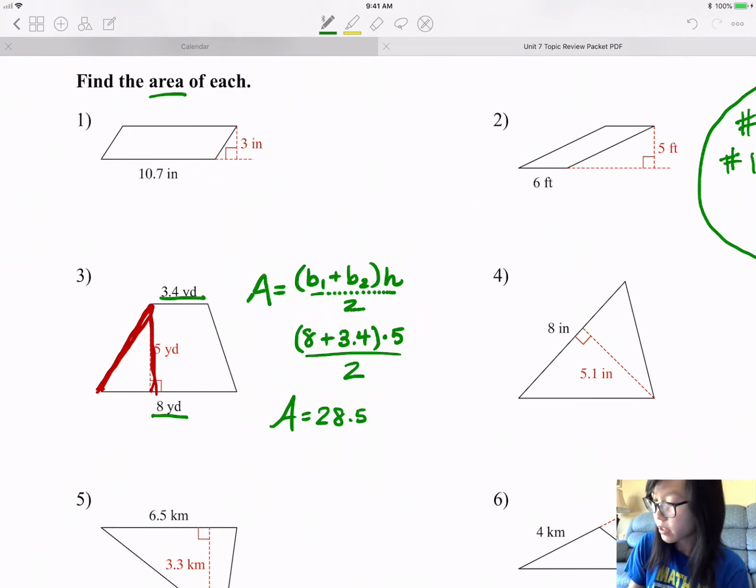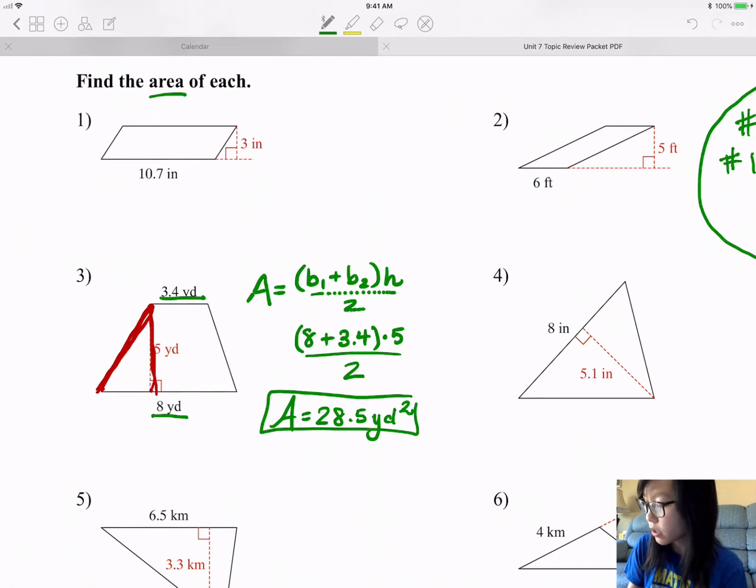28.5. Notice we are given units, so we need to provide that as well. Our units are yards. And since we're talking about area, it's very important to also include the squared for 2 dimensions. Since we're covering area, it's two-dimensional. Makes sense.